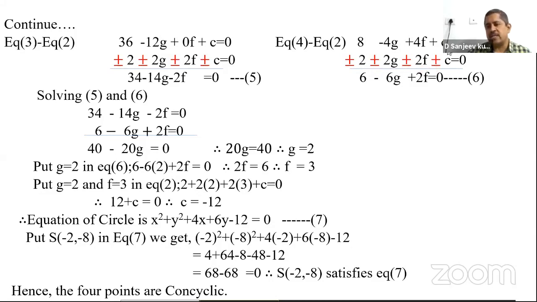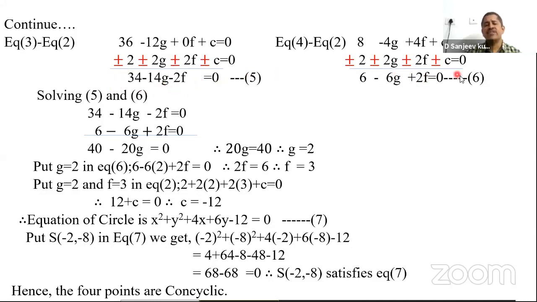So add these 2 terms. C and minus c will cancel off. 8 minus 2 is 6. Minus 4 minus 2 is minus 6. And 4f minus 2f is 2f. So 6 minus 6g plus 2f is equal to 0. So what is it you observed? When you solved equation 2, equation 3, equation 4, you got c eliminated from the 3 equations. Now you got equations in terms of g and f only. So these 2 equations again have to be solved.